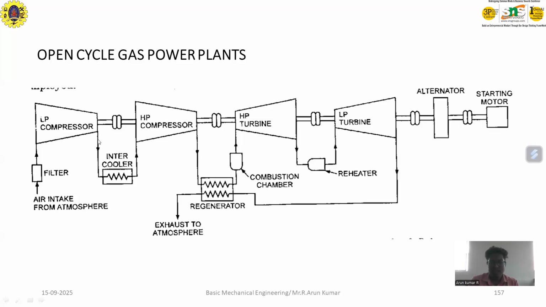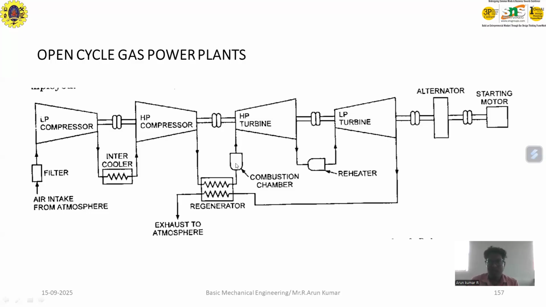The gaseous form already coming from the low pressure compressor is additionally cooled, then processed to the high pressure compressor. Then the high pressure compressor exits to the regenerator. In the regenerator, further heat is added to the air coming from the high pressure compressor. The air is highly heated, then regenerated. That is the purpose of the regenerator. Again, it passes to the combustion chamber.